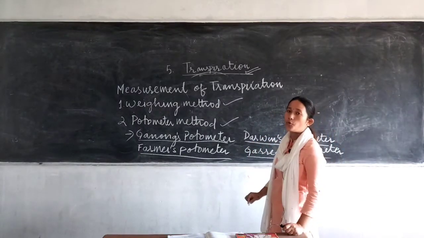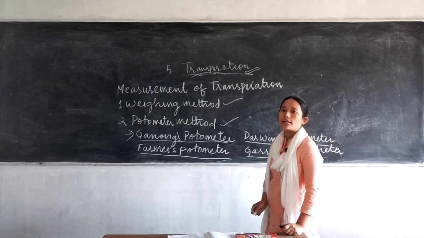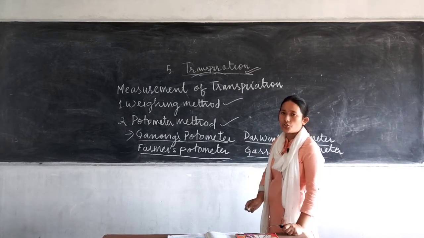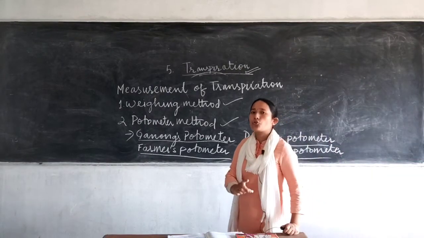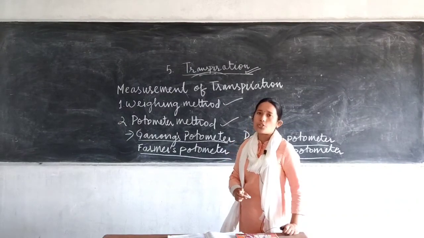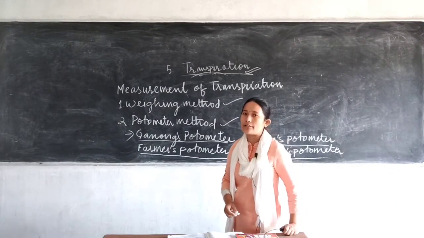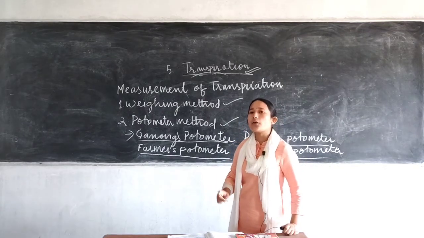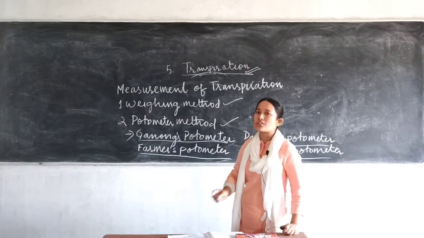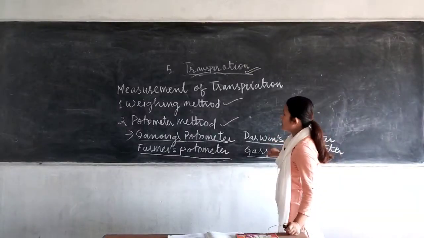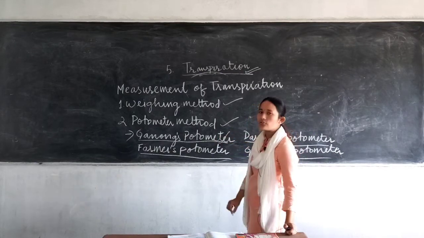Darwin's potometer generally measures the water being absorbed through the suction force. And Garreau's potometer, since I told you that the stomata are present more on the lower side of the leaves than on the upper side, measures the unequal release of water through both sides of the leaves. So you just have to go through the principle of this. We will be discussing in brief only Ganong's potometer.